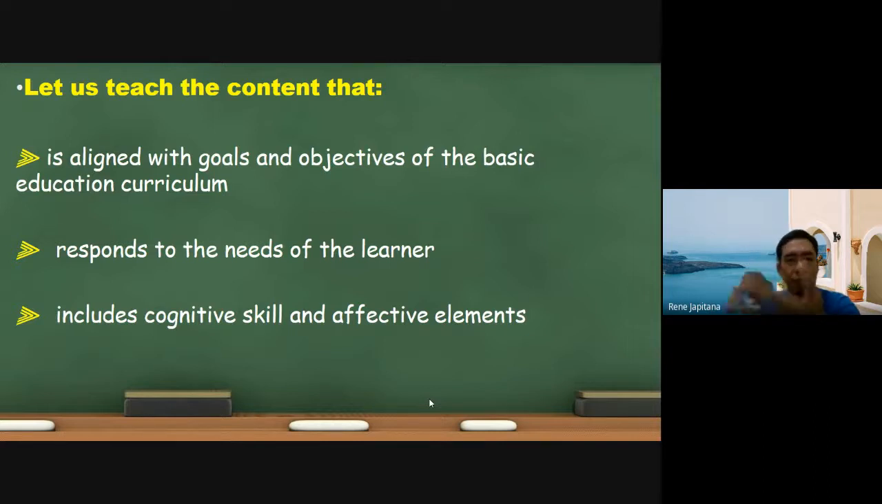To sum up, this is the summary or synopsis of the different guiding principles. So how are we going to teach the content? Number one, make it valid: align the content to the goals and objectives in our basic education curriculum. Number two, respond to the needs of the learner. We all know that our main consideration is the needs and interests of our learners. The third one, it should include the cognitive skills, the affective elements, and of course the psychomotor.